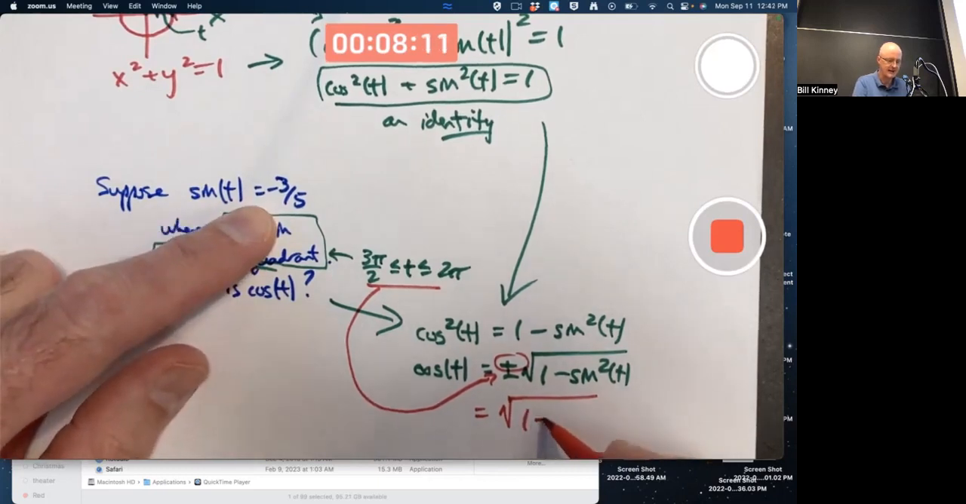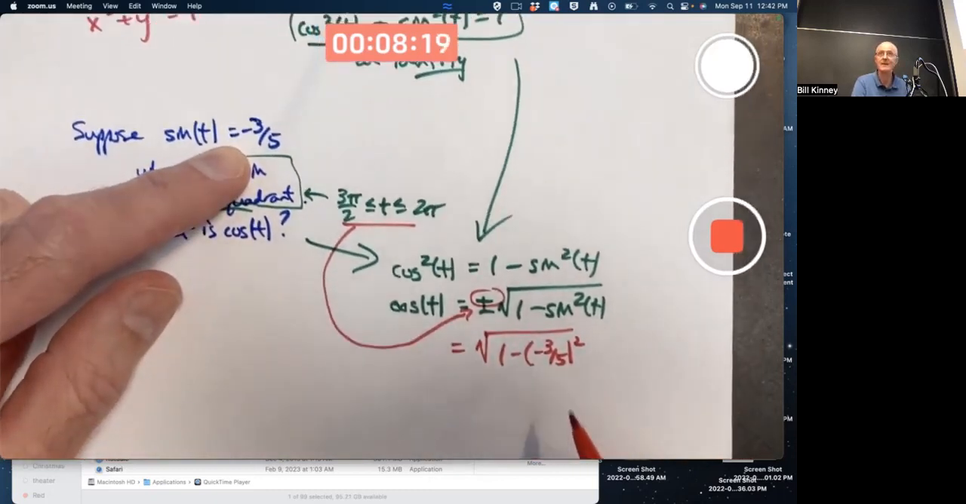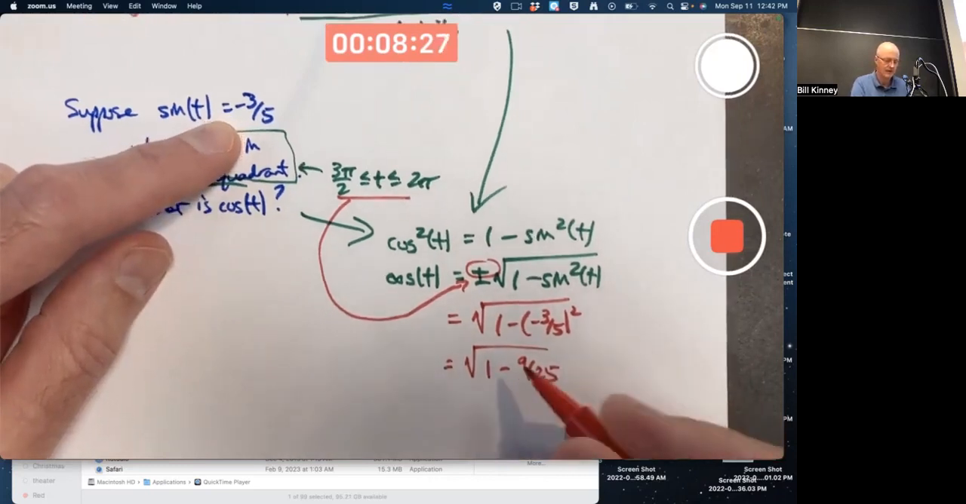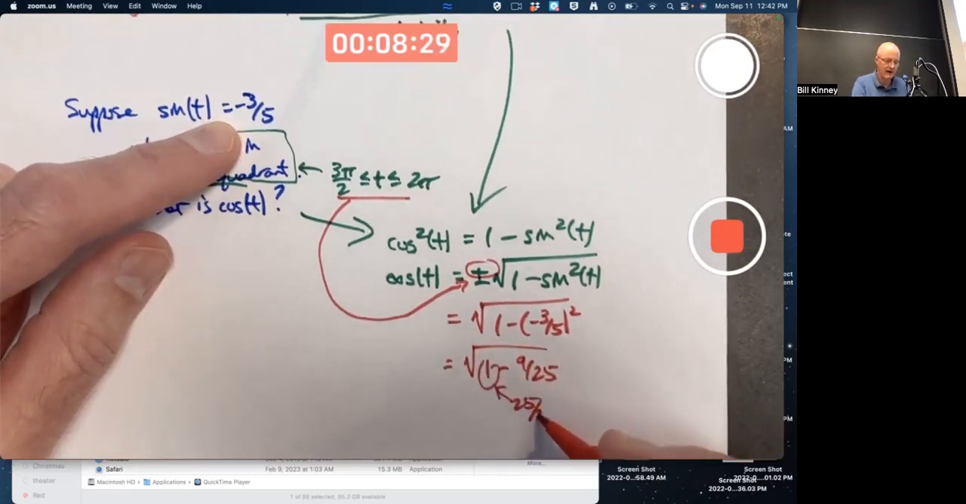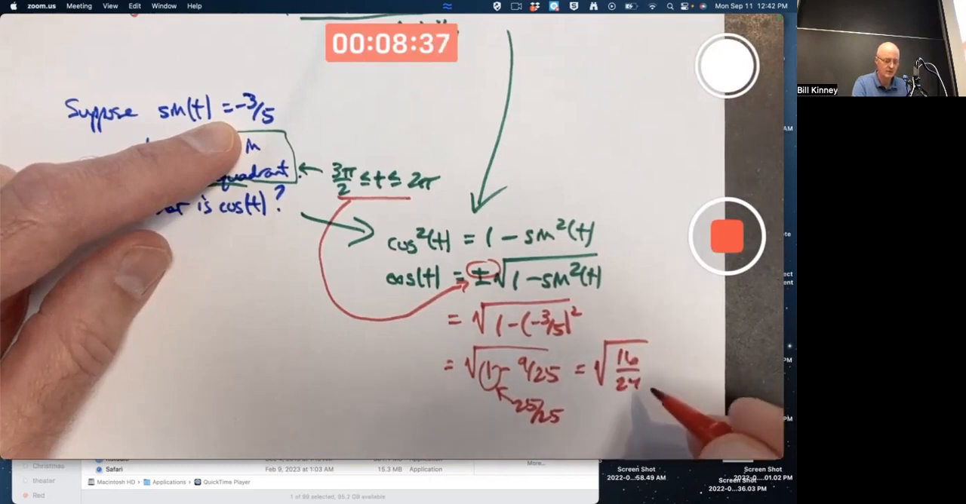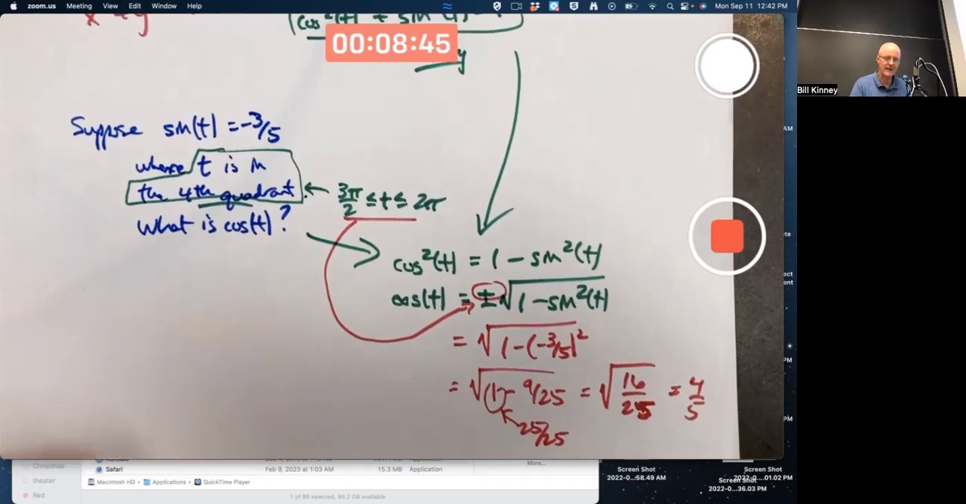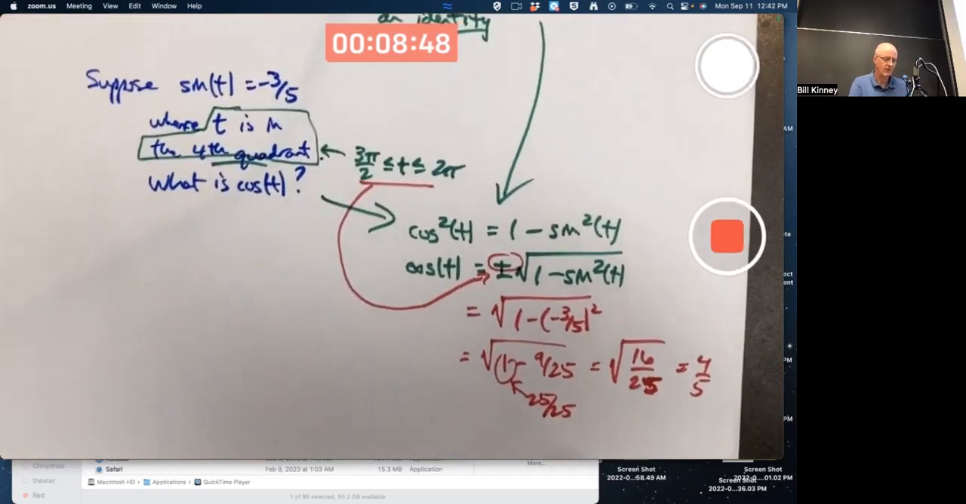and now we can go ahead and plug in the number -3/5 in place of sine, and get that square root of 1 minus, in parentheses, -3/5 squared. That's square root of 1 minus 9/25. 1 is 25 over 25 to get a common denominator of 25. 25 minus 9 is 16. Oops, that's a 25. This simplifies to +4/5.